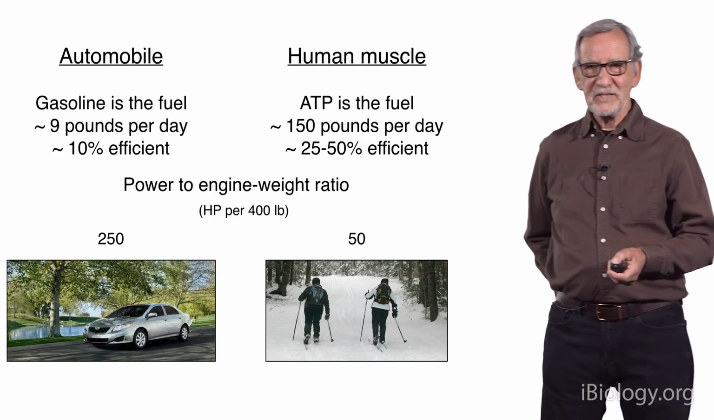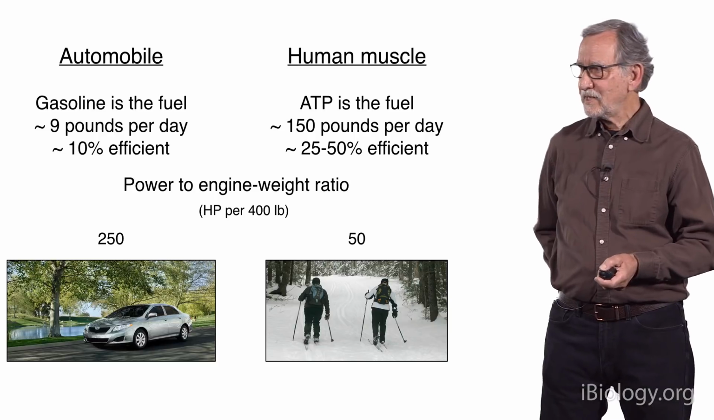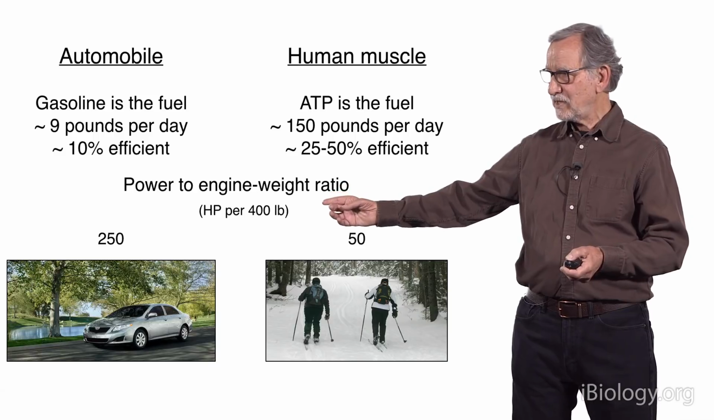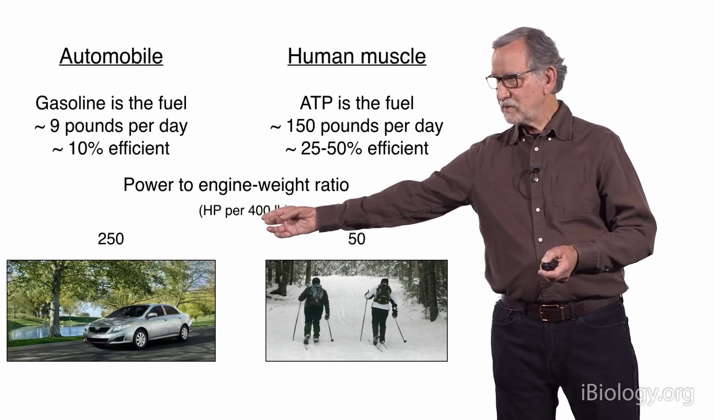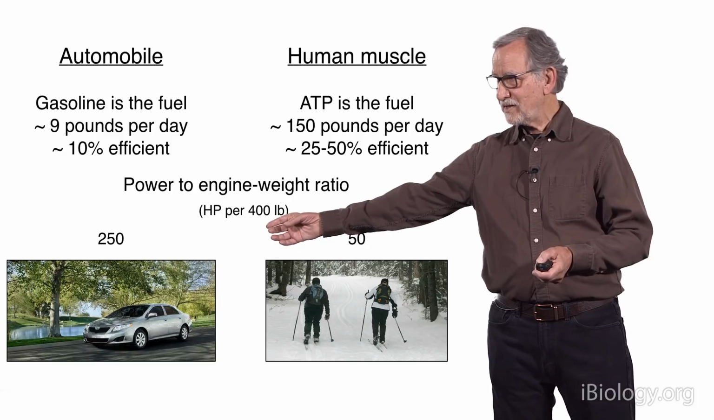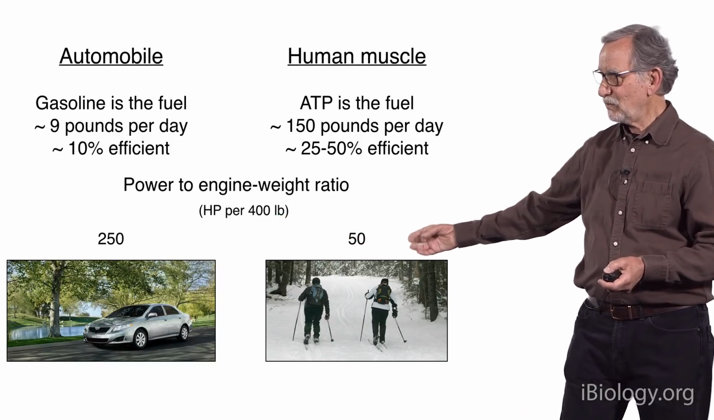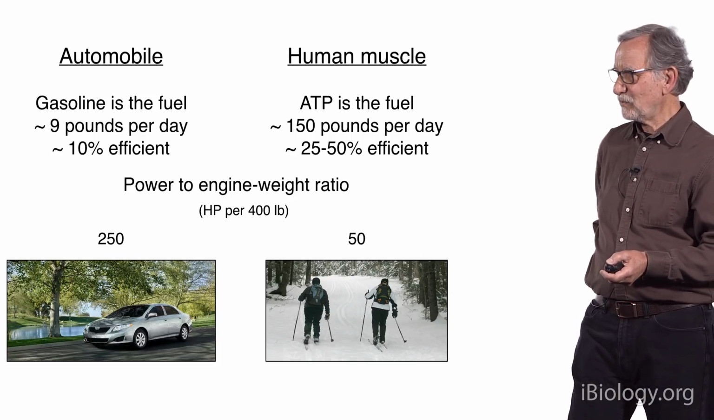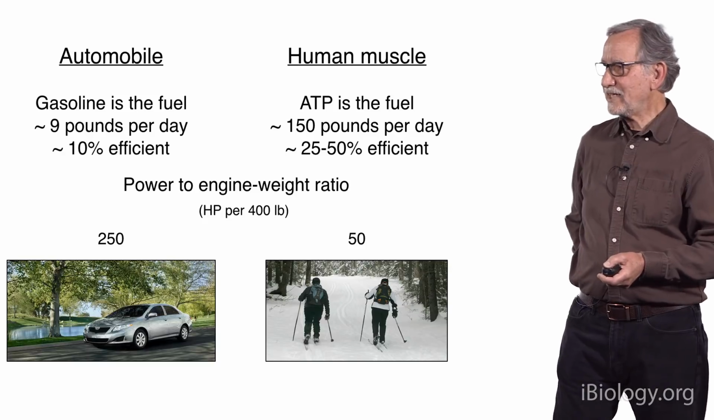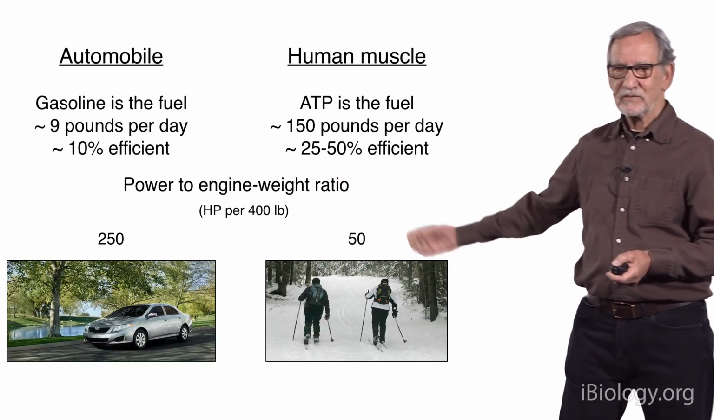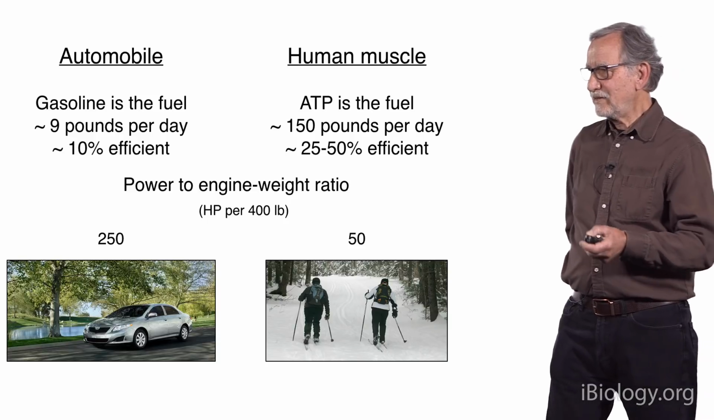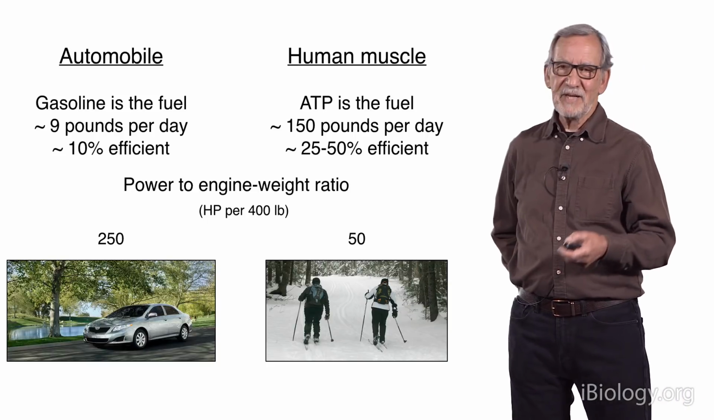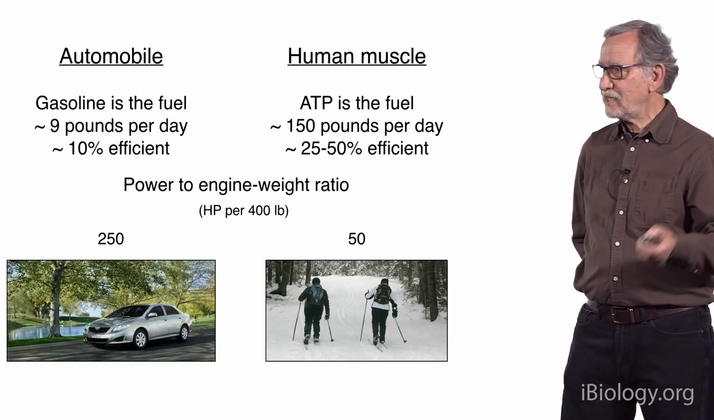So here's the comparison between an automobile and human muscle. There are a lot of similarities. For example, if you just look at the power-to-engine weight ratio, they're pretty close. An automobile moves at about 250 horsepower per 400 pounds, whereas we humans have about 50 horsepower per 400 pounds of weight. Gasoline is the fuel for the automobile. ATP is the fuel for us. The automobile burns, if you're an average driver, about 9 pounds per day, and it's about 10% efficient. Most goes out as heat.